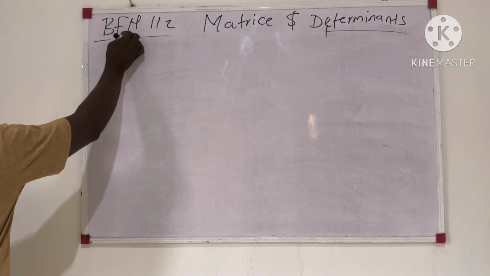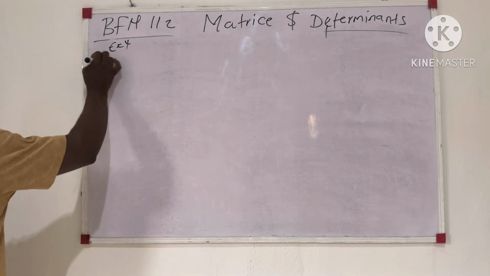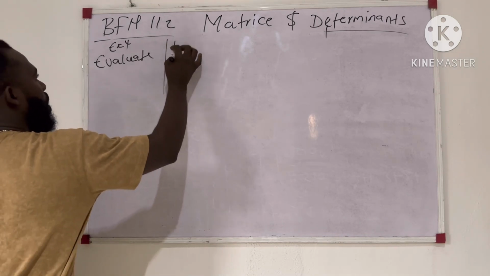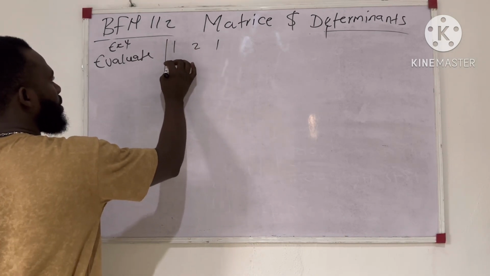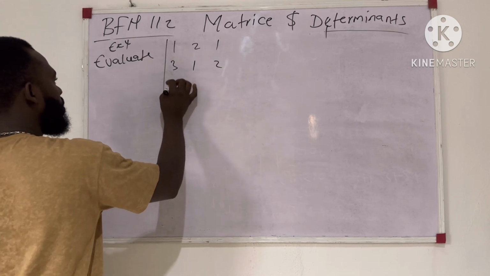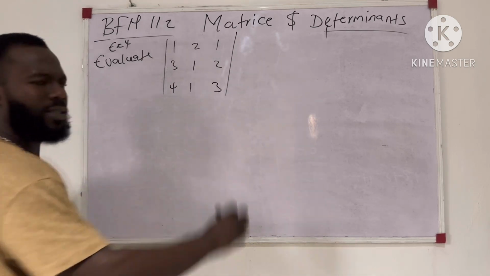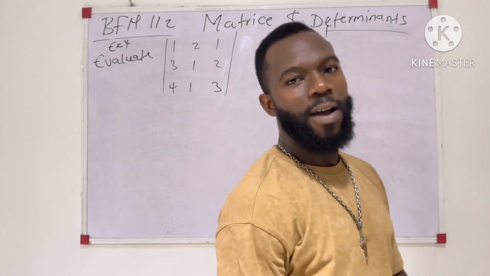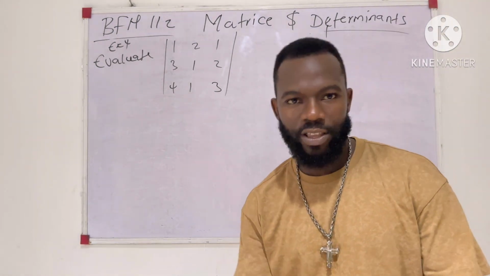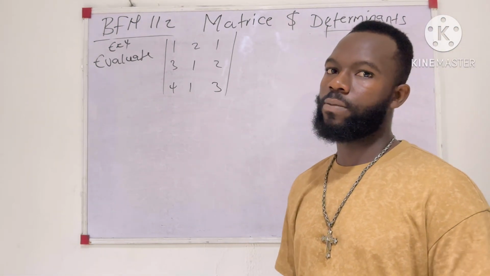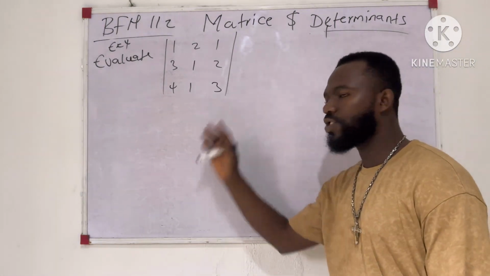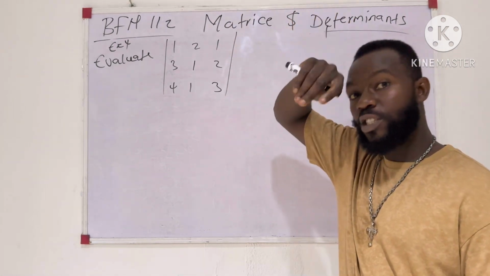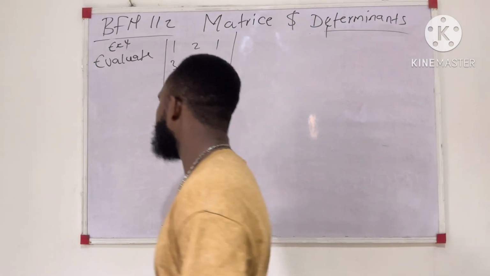Example 4. It says, evaluate the determinant with rows 1, 2, 1; 3, 1, 2; 4, 1, 3. That's the question. How do we solve? Here we can use minors in solving this problem, which is method 1 I'll be teaching you. So let's go. Solution.